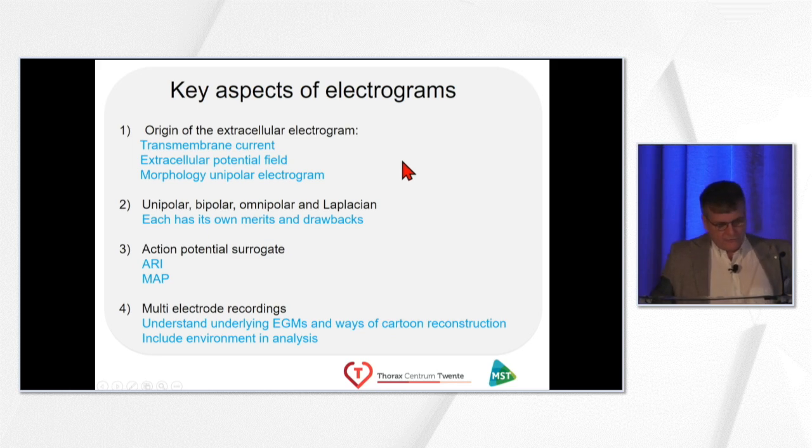So what was I trying to tell you? We know now how the extracellular electrogram is generated. There are several methods of how you can measure the local electrogram, and each has its own merits and its own drawbacks. The action potential surrogate, unfortunately, has to go because I had 20 minutes last year and only 50 minutes this year.